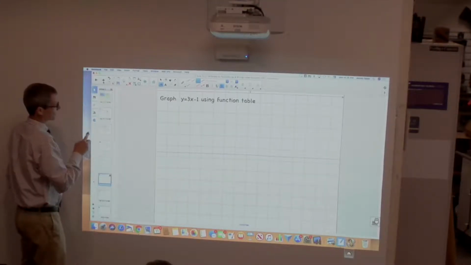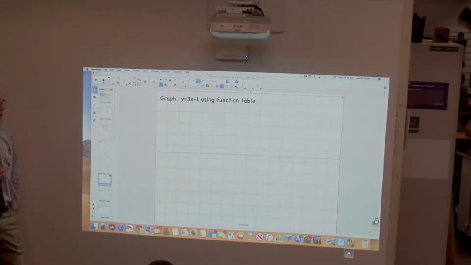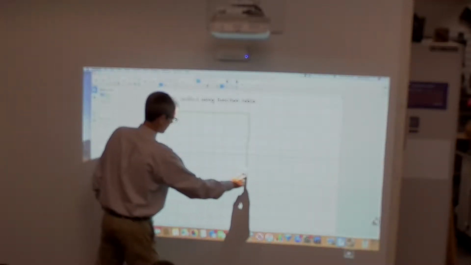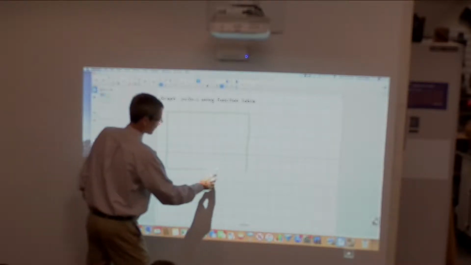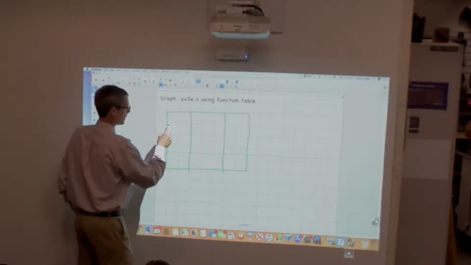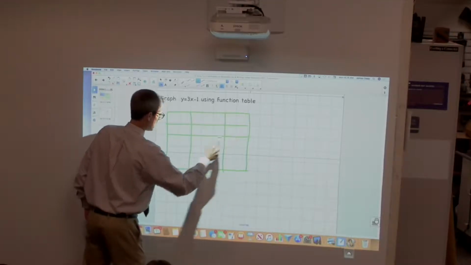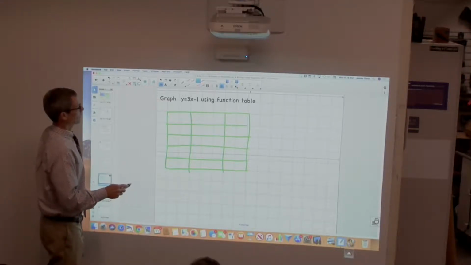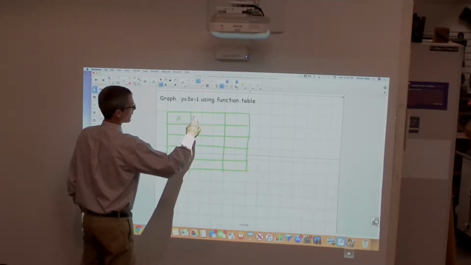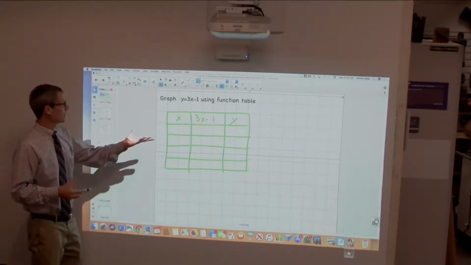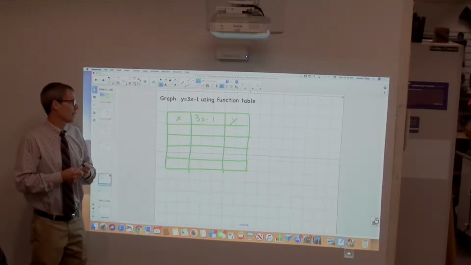So next, graph y equals 3x minus 1 using a function table. So in order to do this, I'm going to draw my function table, and it's good that I have this little graph stuff here. Hopefully it'll help me keep the lines straight. And then I have my rows. Excellent. Oh, that's fun. Makes a fun little sound. So x, and then 3x minus 1, y. And then what do I do? What should I do at this point? Can somebody help me through this a little bit?